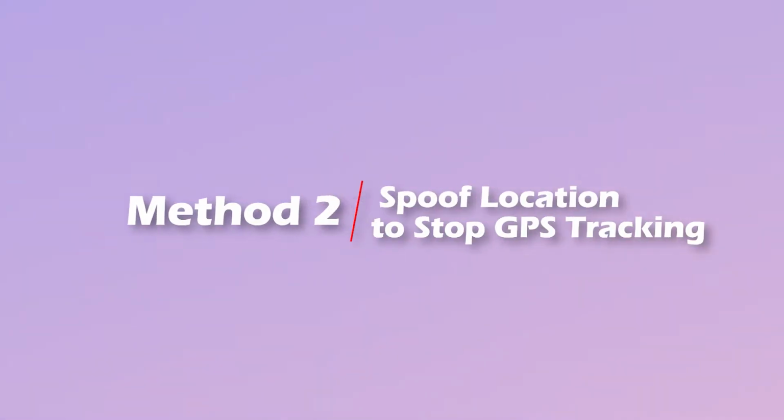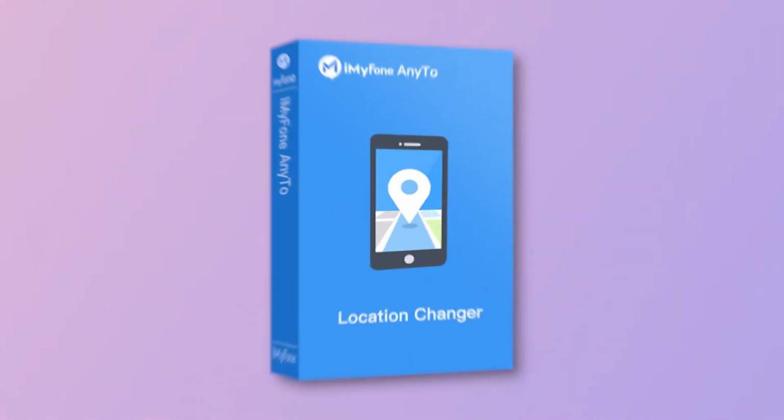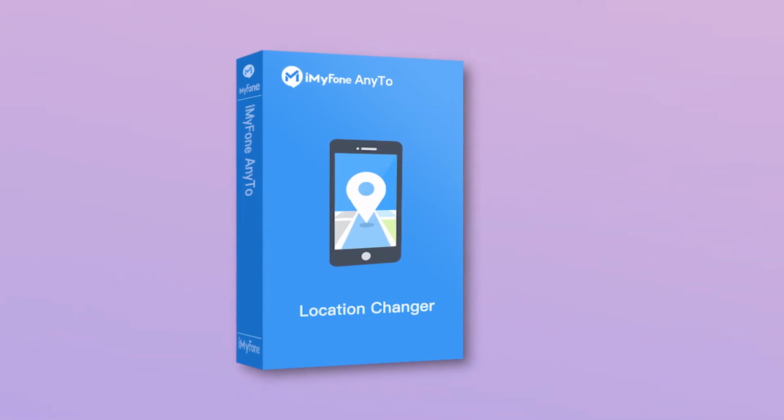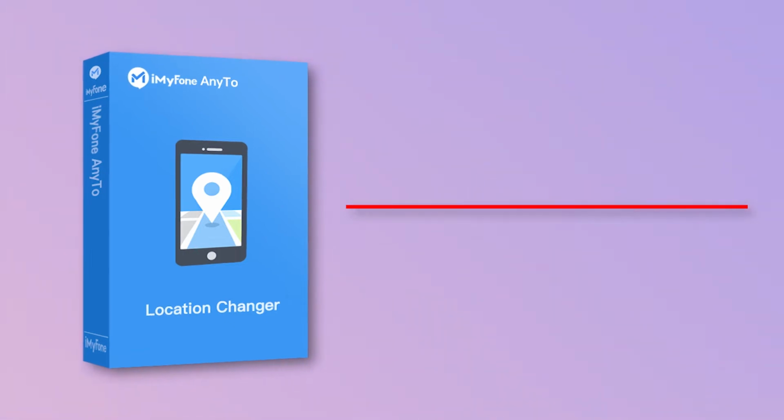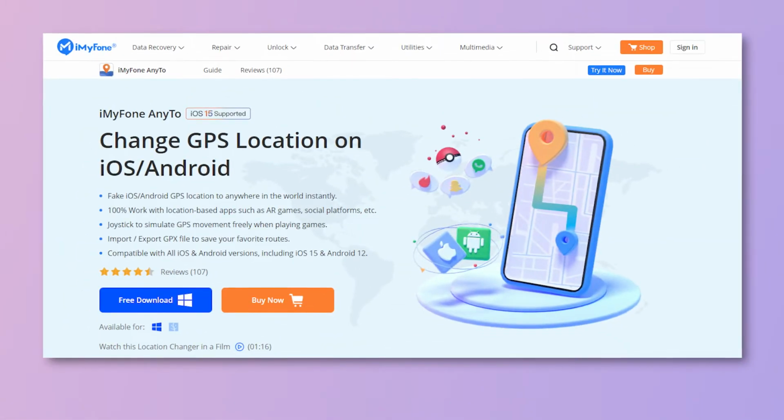Method 2. Spoof location to stop GPS tracking. Here's a powerful GPS spoofer I really recommend to you, iMyPhone AnyTo. How do you use this fantastic GPS location spoofer? Let's have a look. Step 1.